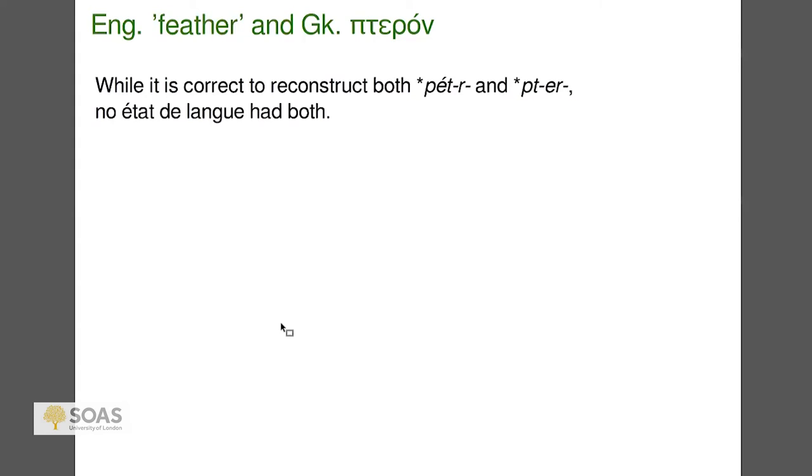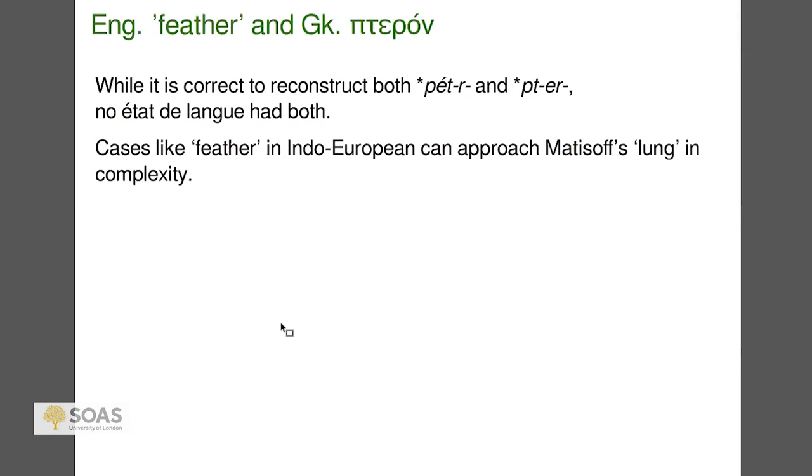So no proto-language had both variants, which is to say, there was never a moment where we can say there was a word family and both of these were variants that were part of that word family. That's the point we want to make.